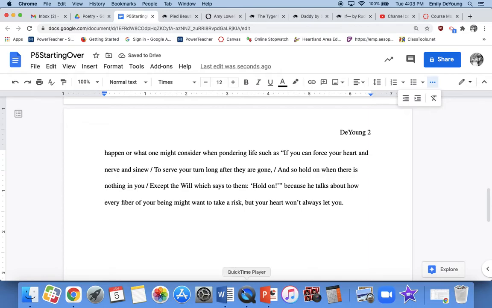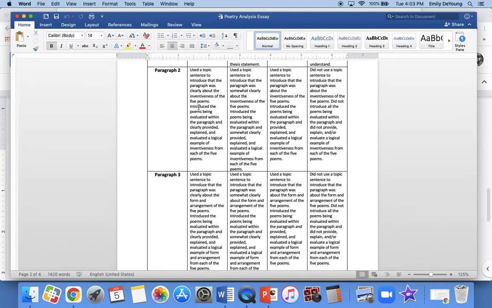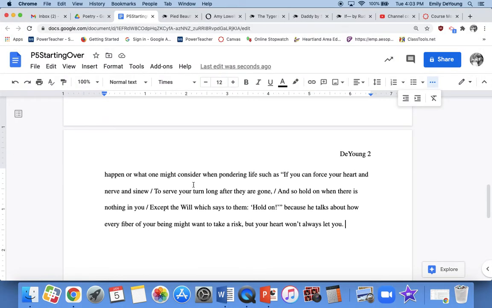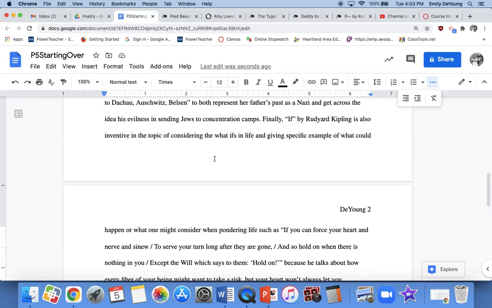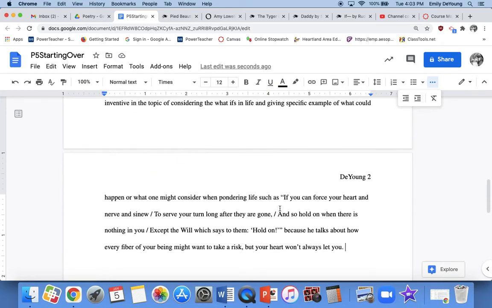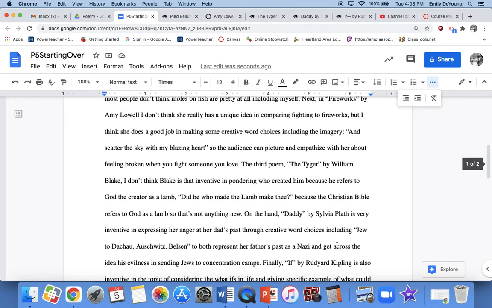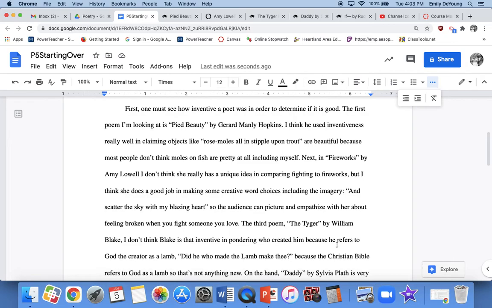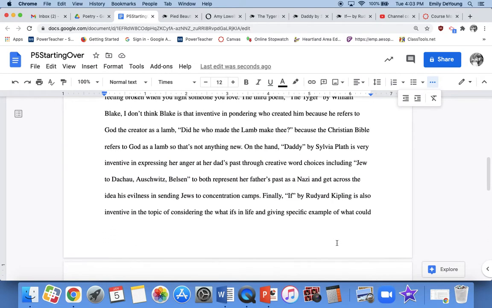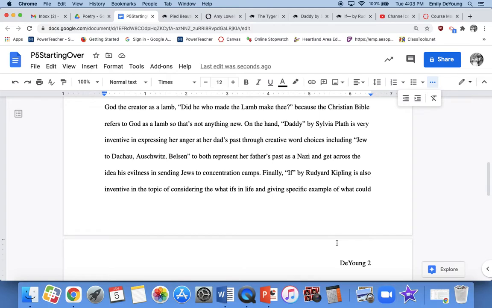So then I go back to the rubric again. Have I evaluated it and provided an example with some explanation? Yes, I said that is also inventive, so yes. And I gave my example here and I explained what it was all about. So then I have completed this first body paragraph. And yes, they're going to be long because you are basically doing at least 6 sentences because you're going to at least have a topic sentence and one sentence for each of the 5 poems and possibly more depending on how you break up your sentences and explain everything.